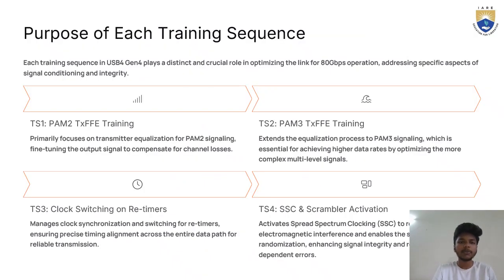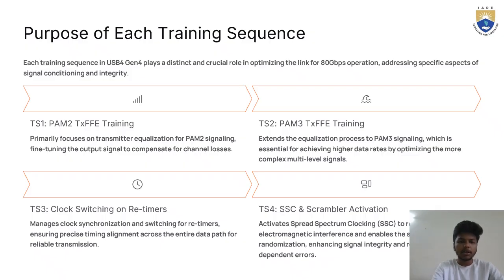Now coming to the purpose of each training sequence. Each training sequence in USB4 Gen 4 plays a distinct and crucial role in optimizing the link for 80 gigabits per second operation, addressing specific aspects of signal conditioning and integrity.